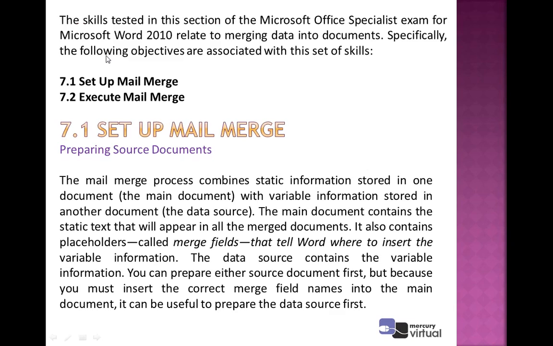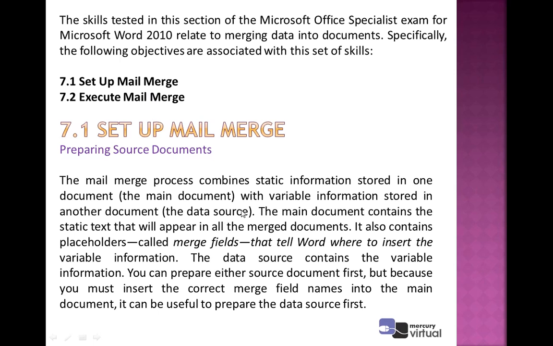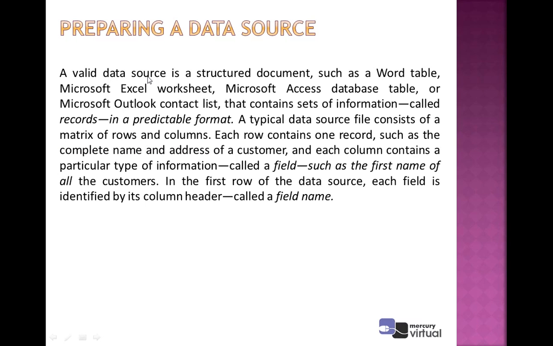Then next is how to prepare a data source. Data source means the variable information, right? A valid data source is a structured document such as a Word table, Microsoft Excel worksheet, MS Access database table, or Microsoft Outlook contact list. Means it can contain any of these that hold a set of information known as records in a predictable format. Predictable format means in a proper format that can be predicted.